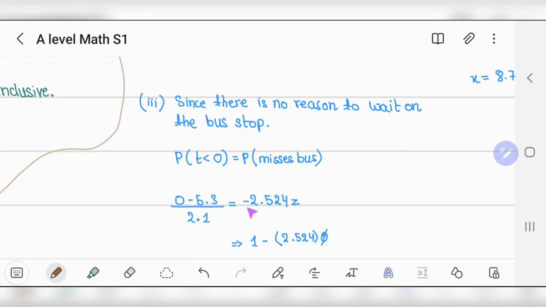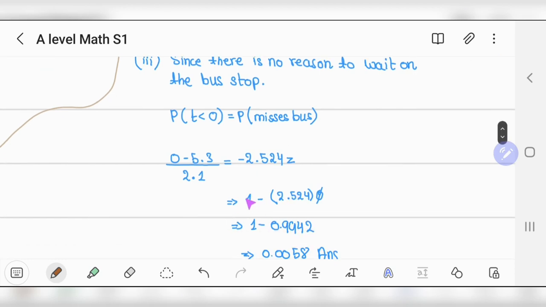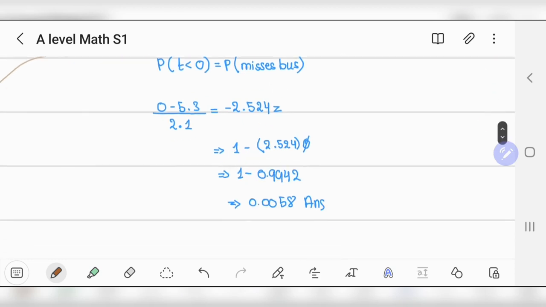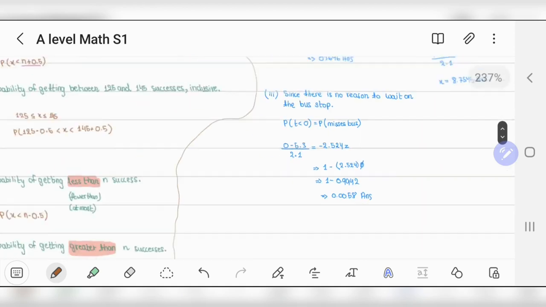You just put all of this in, and I've already told you that you just neglect the minus sign. First of all, find the probability of 2.524. After finding that, you subtract it, 1 minus this, and you get the answer.